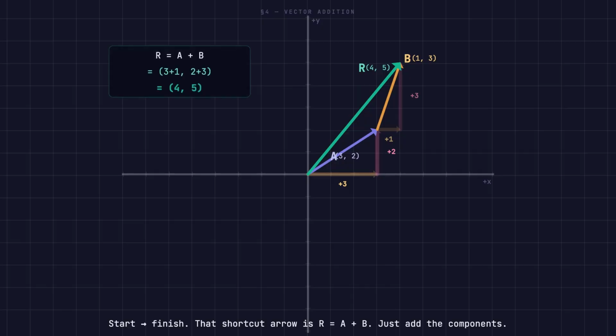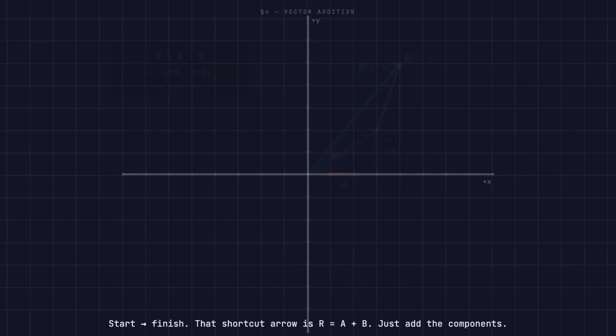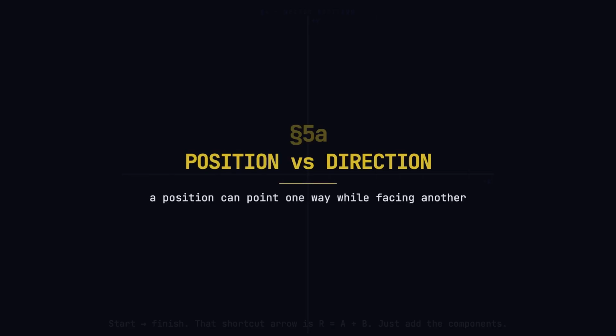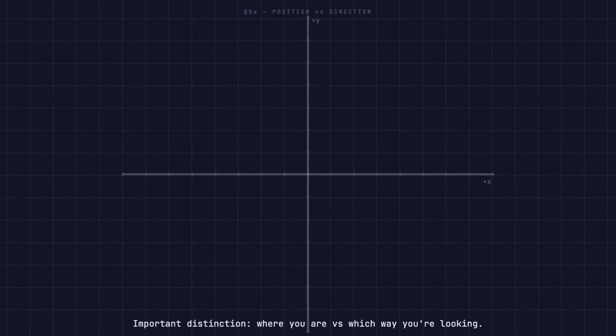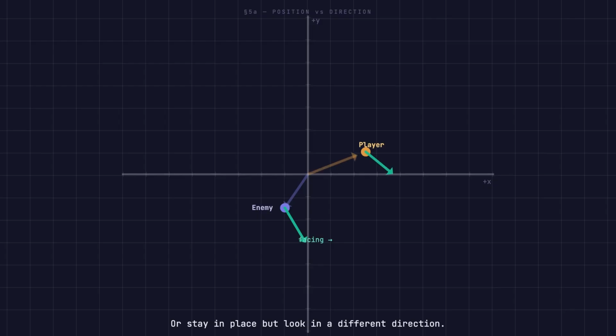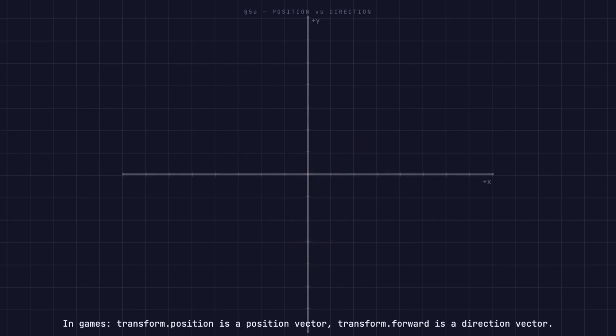Subtraction is where it gets interesting for gameplay, but let's take a moment to understand an important distinction between position and direction vectors. Position vectors say where something is, while direction vectors say which way something is facing. They look identical, but they mean completely different things. An enemy can move to a new position while still facing the same way, or stay still and rotate. In Unity, this is transform.position versus transform.forward. Same data type, but completely different meanings.